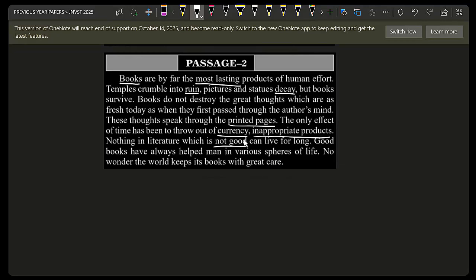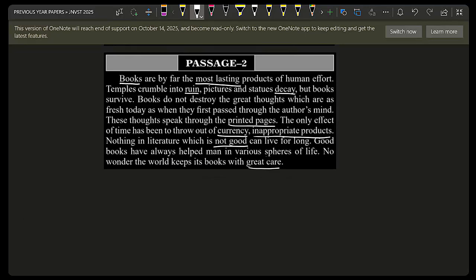That means we can be good at decision taking and good at dealing with situations. So reading the biographies of great people is very important. No wonder the world keeps its books with great care. That's why libraries are maintained, central libraries and so on. They are taking care of the good books.